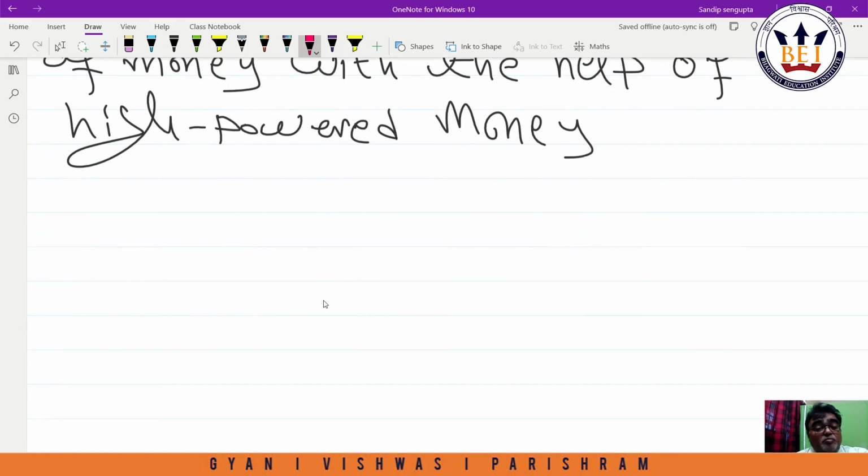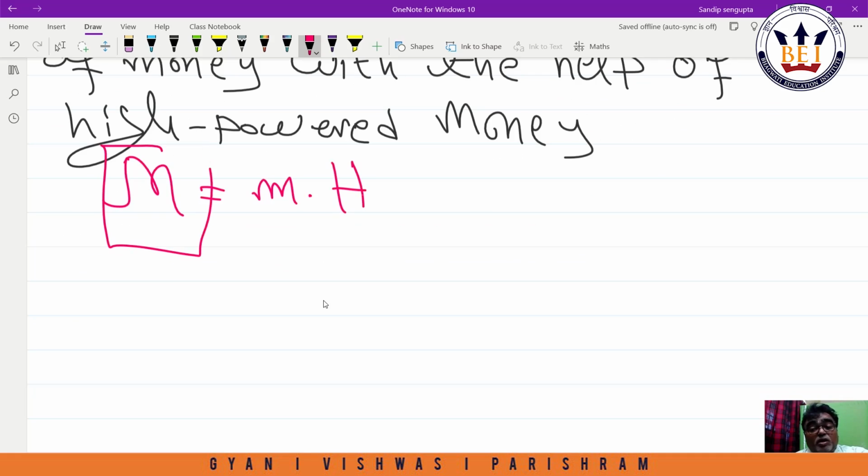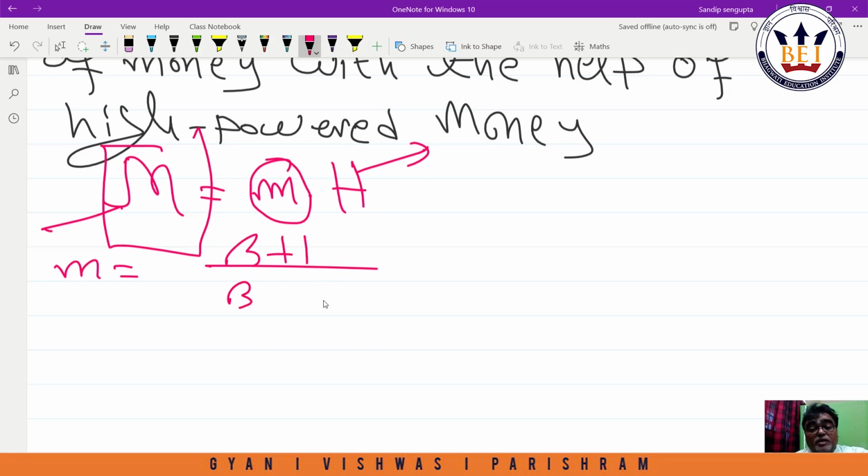What is that? M equals small m into H. Capital M is equal to total stock. Small m is nothing but money multiplier. So it is called high powered money. After that we'll write: money multiplier is equal to (beta plus 1) by (beta plus alpha).